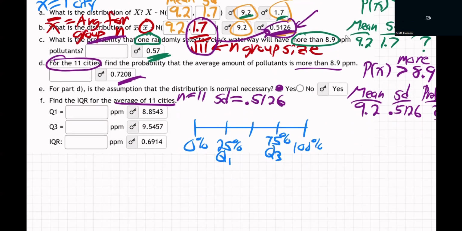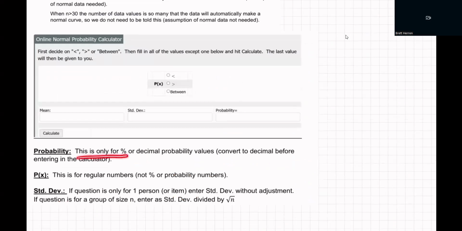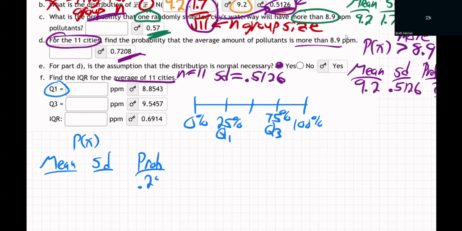Well, that means we're going to go to the online calculator. We got the P of X. We get the mean, standard deviation, and then the probability. So what do we know? They're giving us Q1, and that's 25%. Notice what it says in the notes: for probability, you put in a percent or a decimal value. So this is going to go right here, because Q1 is 25%. The mean, we know the mean. What was it? 9.2. Standard deviation, we're going to have to put in the 0.5126 because we're talking about a group now, not an individual.